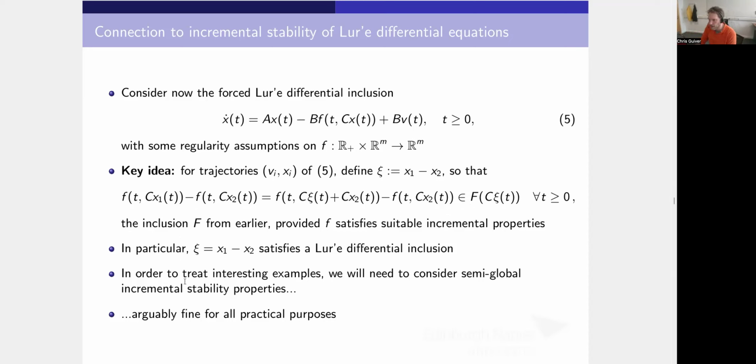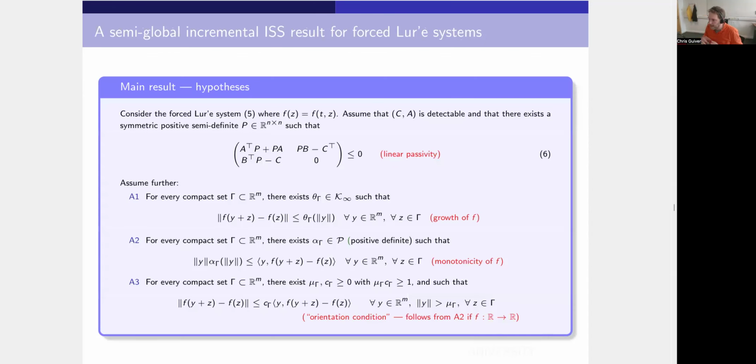That's the idea. Now, it turns out that we actually need to consider semi-global incremental stability properties. So we're going to need to look at initial conditions and inputs which are bounded in norm, at least by some fixed but arbitrarily large constant. For practical purposes, arguably, that's fine. Okay. So the main result then on incremental ISS for these Lur'e differential equations is shown. So I have my forced Lur'e system (5), the differential equation shown previously, and I'm assuming that f is actually independent of its first variable. In principle, f can depend on time as well as the output, but here it just depends on the output. Okay, I have a detectability assumption, and again, a solution, positive semi-definite, of the shown matrix inequality. So that's my linear passivity assumption.